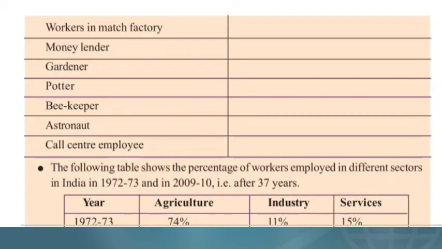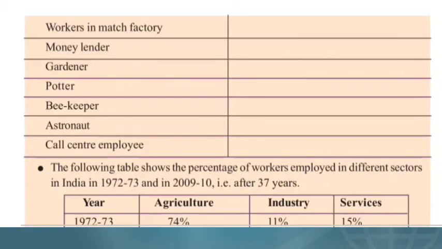And potter, preparing pots. How he prepared the pots? Main, he collects some first soil. So where he is collecting that soil? Sand or soil, from the nature only. So potter belong to primary sector only.